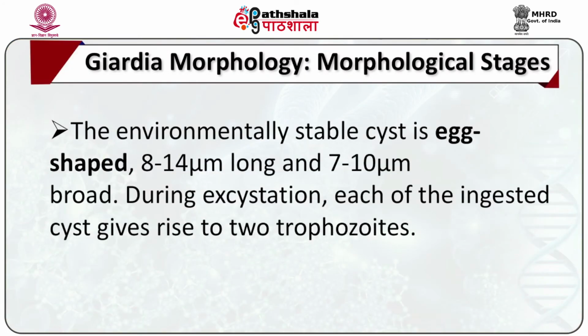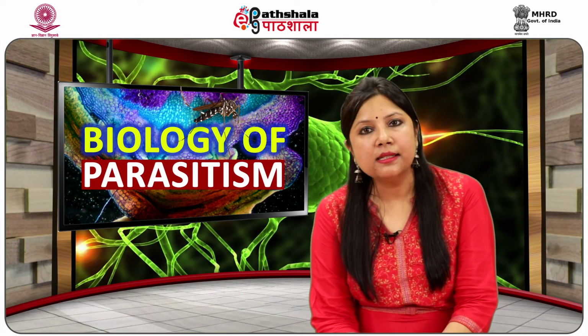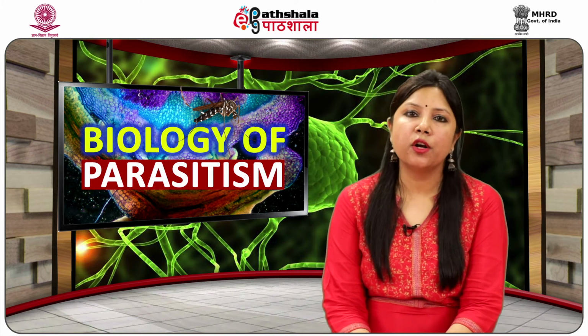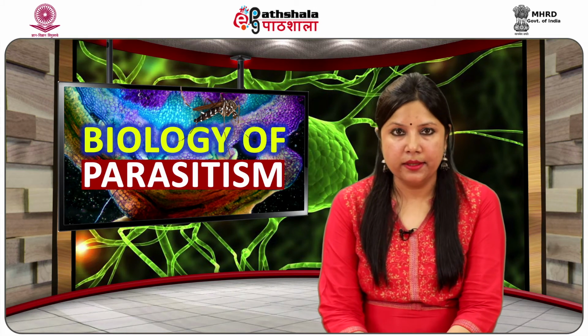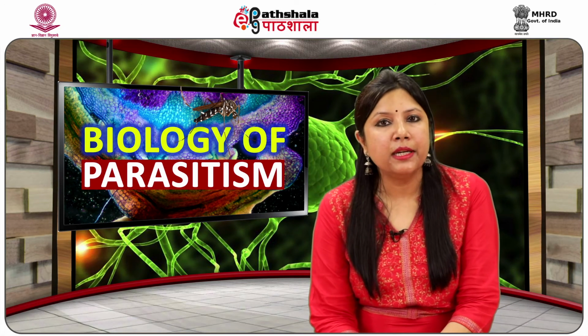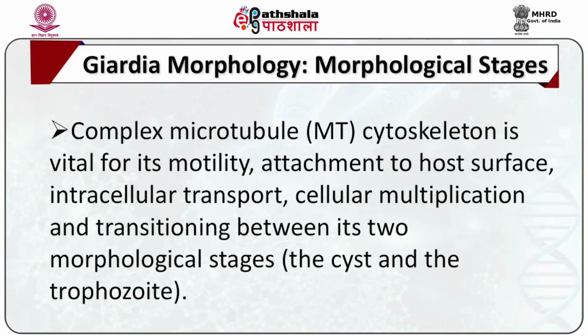The cyst is egg-shaped. It is 8 to 14 micrometers long and 7 to 10 micrometers broad in size. Each of the ingested cysts gives rise to 2 trophozoites during excystation. A single cyst comprises 4 nuclei, 4 median bodies and 8 pairs of flagella, but the organelle arrangement pattern is not clear. Cysts are covered by 2 layers, an outer filamentous layer and an inner layer having 2 membranes.